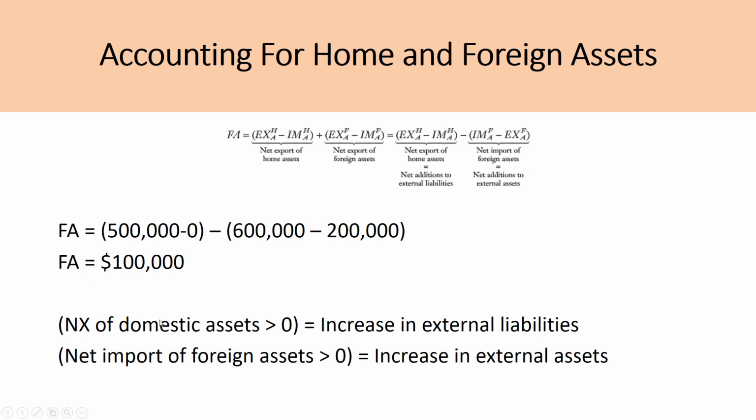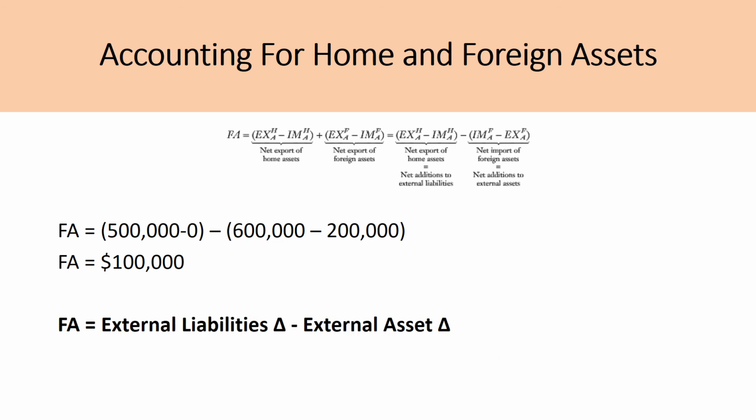So when the net export of domestic assets exceeds zero, there's an increase in external liabilities, and when the net import of foreign assets exceeds zero, there is an increase in external assets. I think hopefully that helped. I'm not too sure. But so the financial account simply equals the change in external liabilities minus the change in external assets. That is the big one.